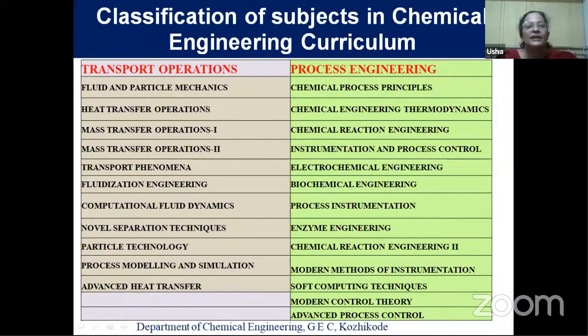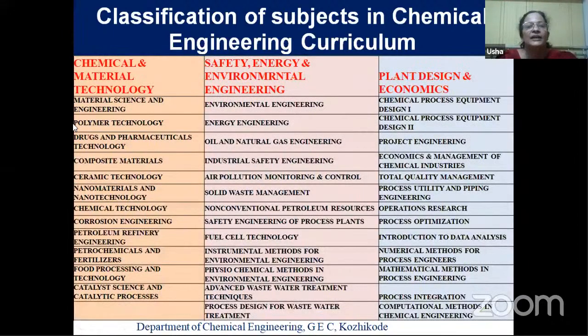The other one is chemical and material technology. You are studying material science and engineering, polymers, different types of materials, drugs and pharmaceutical technology, composite materials, ceramic technology, nanomaterial and nanotechnology, then chemical technology, corrosion engineering, petroleum refinery engineering, petrochemicals and fertilizers, food processing and technology, catalyst science and catalytic processes.